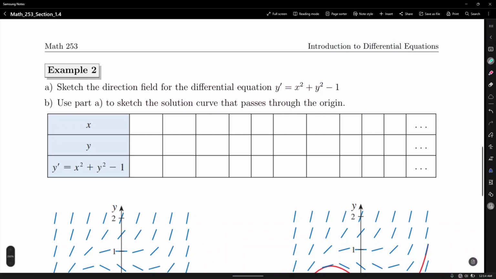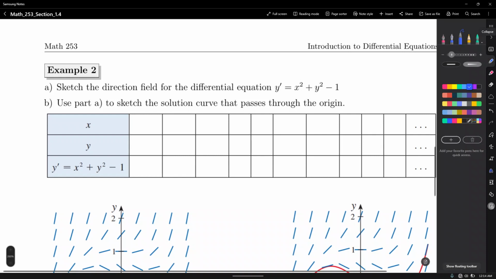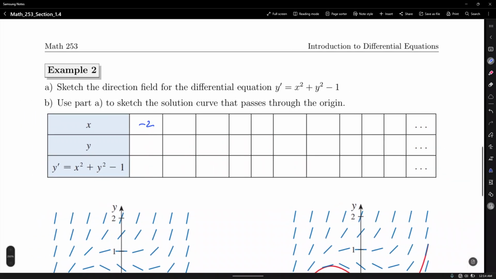I'm just going to choose a bunch of random points. Maybe the point negative 2, 0, negative 1, 0, 0, 0. Actually, that's part B of the problem. They're asking us to sketch the solution curve that passes through the origin, that is that point. Maybe the point 1, 0, the point 2, 0, negative 1, 0, maybe 0, 1, 1, 1, 2, 1.